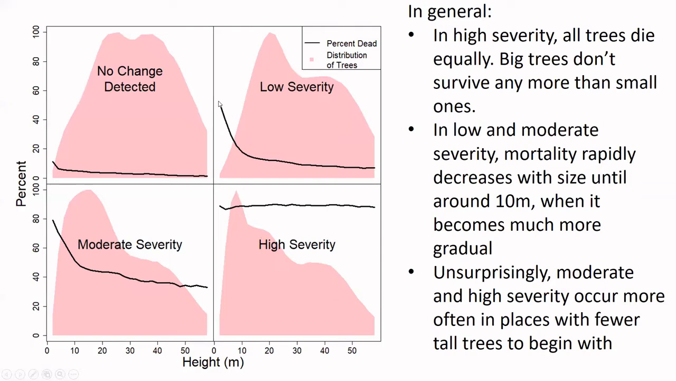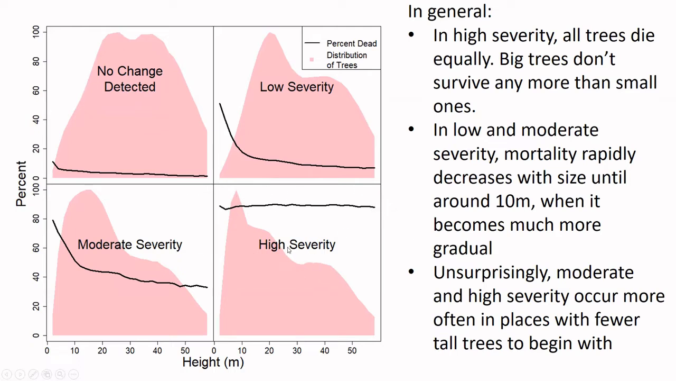But as it increases up to that 10-meter size, trees rapidly become more resilient to mortality, but it eventually levels off. And the big exception is high severity, where everything dies. Though that's not really a surprise because that's the definition of high severity. If the tall trees were surviving, then it wouldn't be high severity.